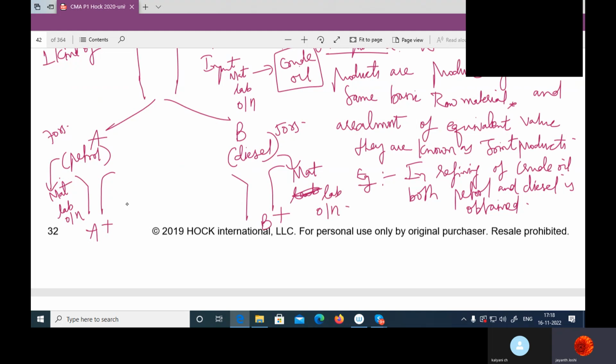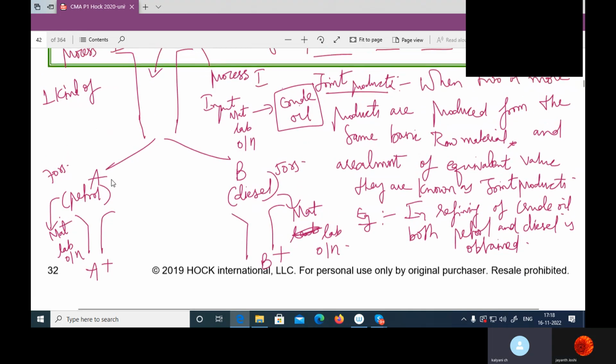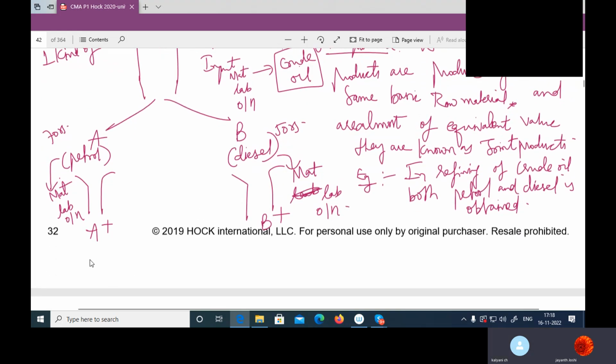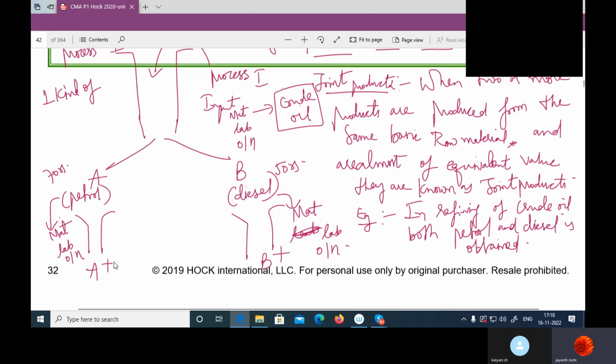So do you think these two, A plus and B plus, are joint products? No, A and B were joint products, but A plus and B plus are not joint products, correct? Yes, sir. Why are these not joint products? Because for A plus the material used is petrol, for B plus the material used is diesel.